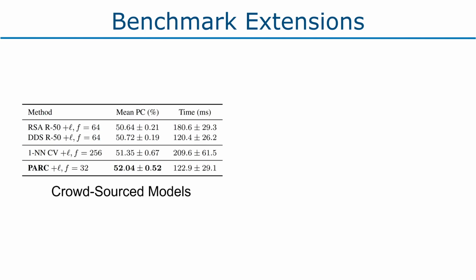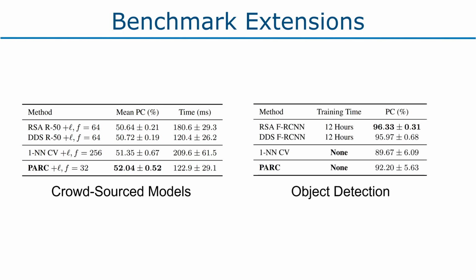We create a crowdsourced benchmark that includes 423 transfers comprised of off-the-shelf models downloaded from model banks. While this is a much harder task, PARC still outperforms every other method, indicating that it's very robust to diverse source models. We also show its capability of extending to different tasks by collecting an object detection benchmark, where it does comparably to RSA but without the 12-hour training time cost.